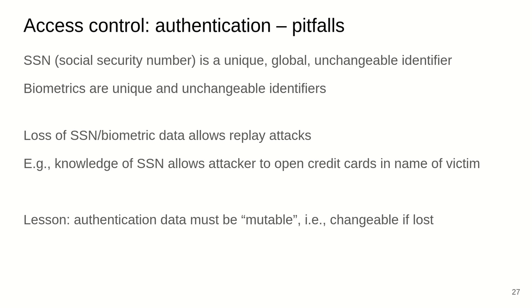Right? So, for example, knowledge of a social security number in the US allows an attacker to open credit cards and lines of credit in the name of the victim, which is something you don't necessarily want. So a key lesson that we have here is that authentication must be mutable, as in we need to be able to change it if it is lost. It needs to be updated and adjusted.